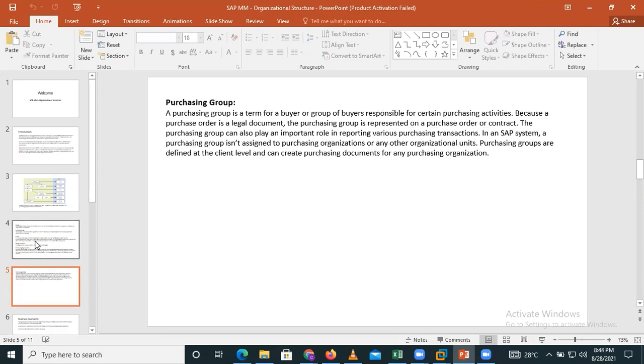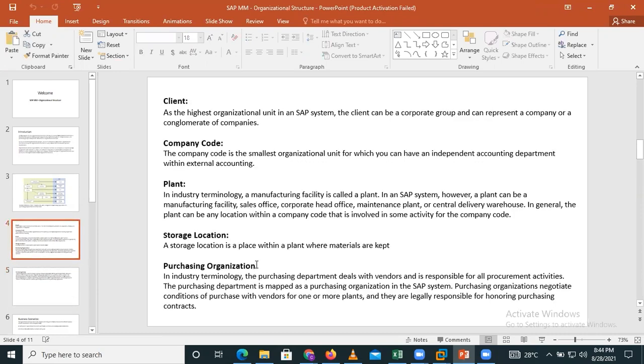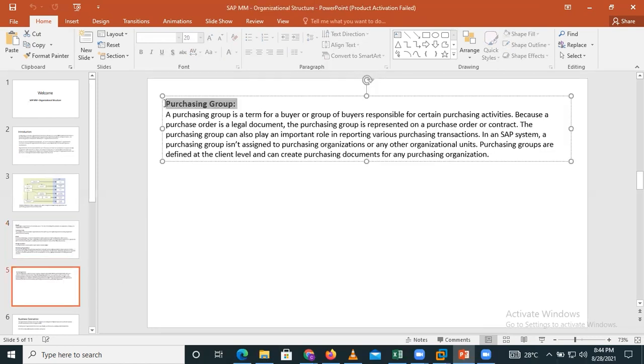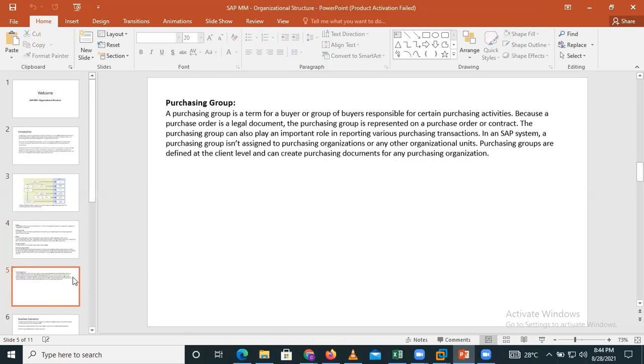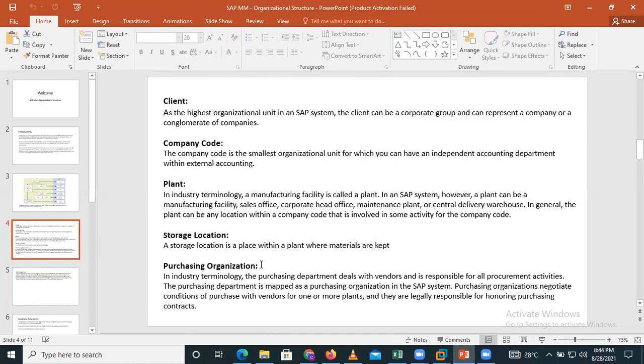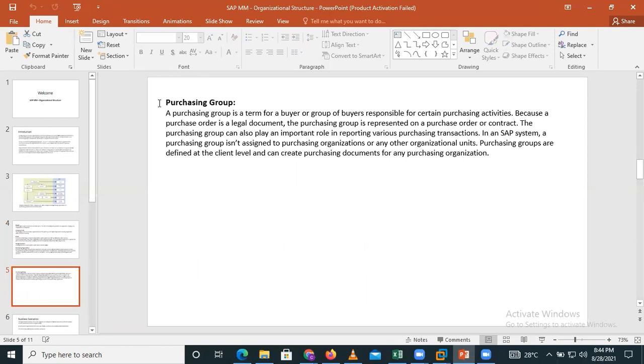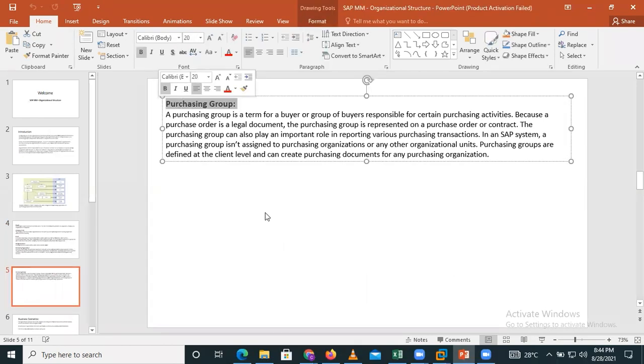Okay, so you may have questions, right? We already have purchasing organizations, so what is the need of purchasing group? What is meant by purchasing group? You said purchasing organization is nothing but the purchasing department. So in SAP, purchasing groups are created for reporting purposes. They are not assigned to any of the organization units. They are created at the client level.